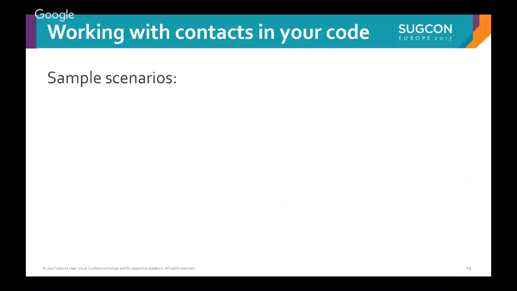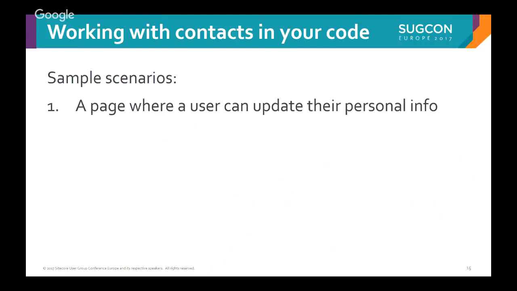And some scenarios that are coming up in my work and on the internet, there are a lot of questions, and I split them into the three most common scenarios. So when you work with contacts in your code, for example, you need to create a page where any user can update their personal information.